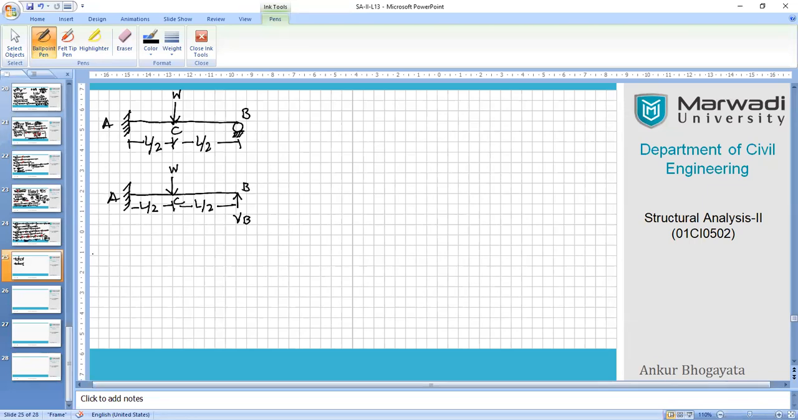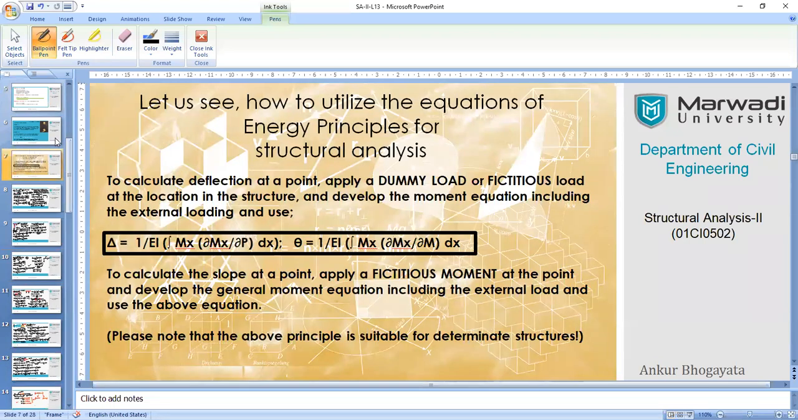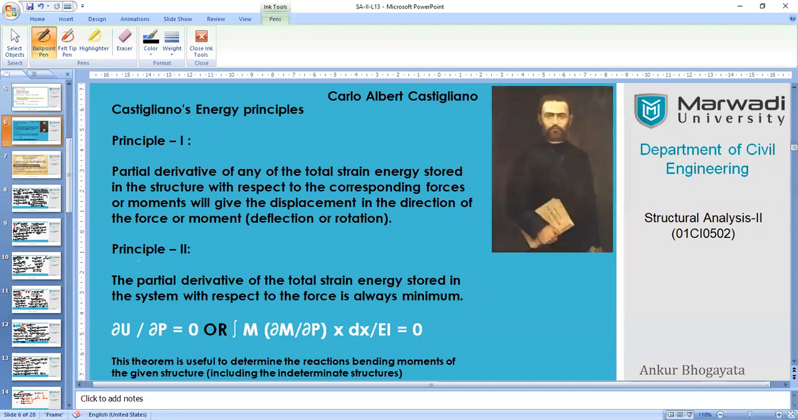So now how we can apply principle number 2. For that, let me take you back into the formulations a little bit in the energy principle 2 here. This one, right? The partial derivative of total strain energy stored in the system with respect to the force is always minimum. And you know that always minimum is 0, right? So in a nutshell, what you have to do is you just need to use this equation again as usual, as we have developed it, but the change is you have to equate this equation to 0, and that is how you will be getting your unknown out of it.